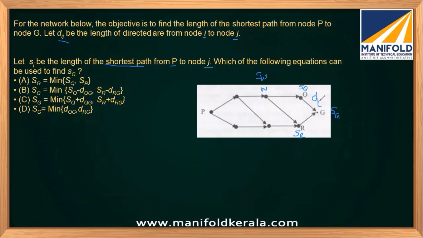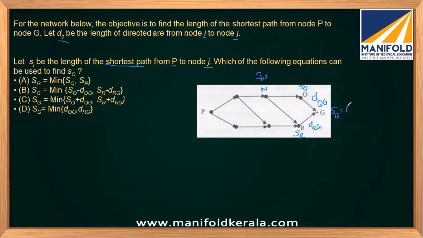Starting node is Q, ending node is G. So D, Q, G. And this length is D, starting node is R, ending node is G. So this is DQG and this is DRG. So what will SG be? It will be either SQ plus DQG or SR plus DRG. So what will we take? We are interested in the shortest path.